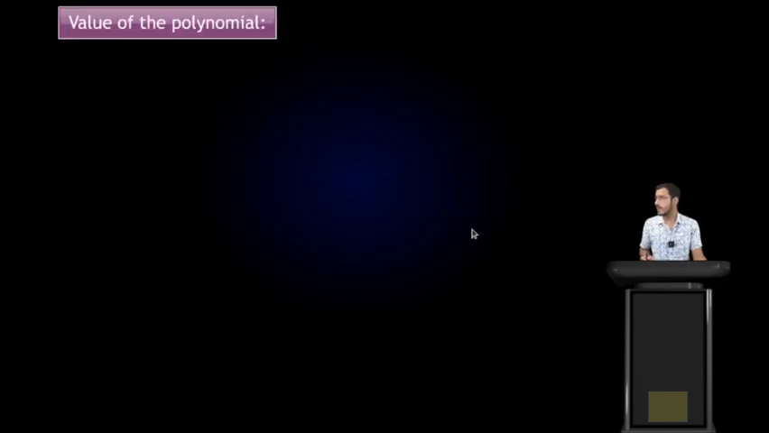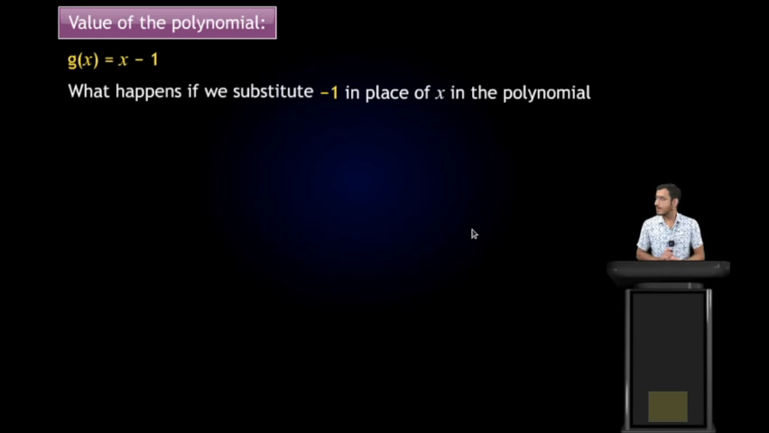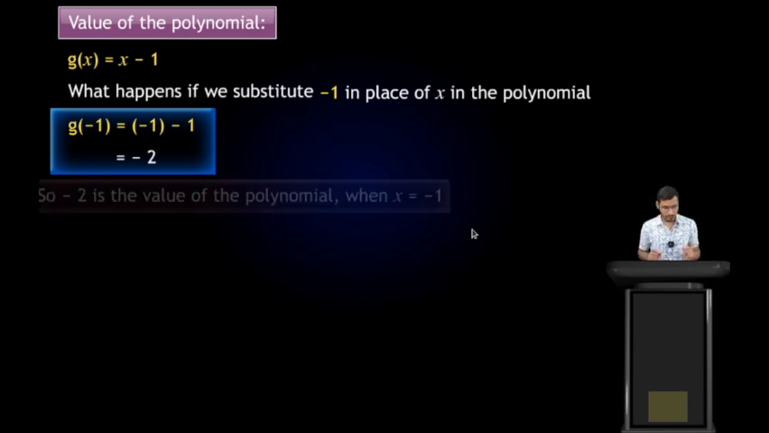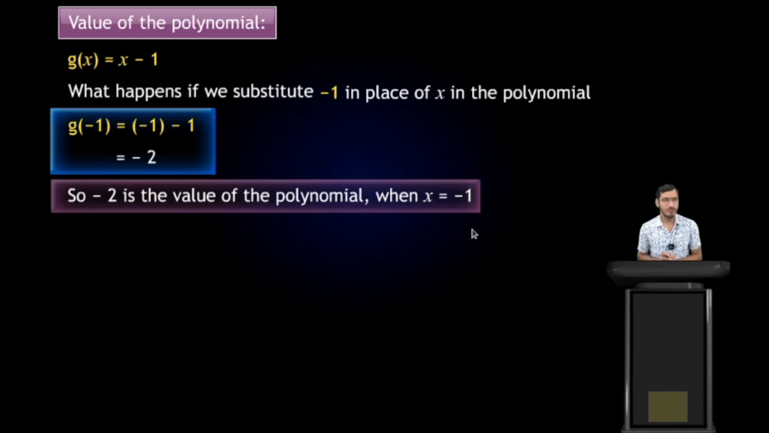Now, the value of the polynomial. How can we find the value of a polynomial? Here g(x) is equal to x minus 1. What happens if we substitute minus 1 in the place of x in the polynomial? When we substitute x equal to minus 1, the value of the polynomial is minus 2. So minus 2 is the value of the polynomial when x is equal to minus 1.